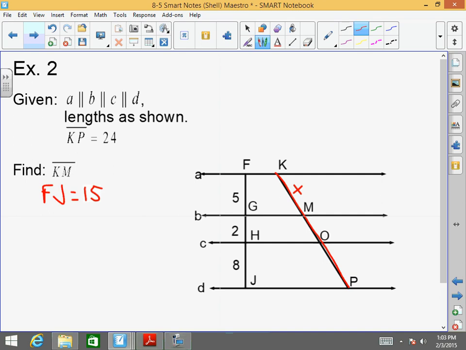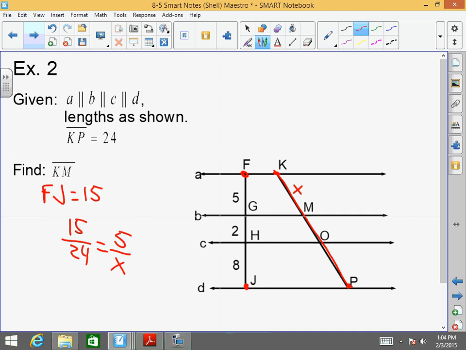Take the large side 24 and divide it by 15. Okay, so I think I see what you're saying. He's going to go FJ, which is 15, to KP, which is 24, and he's going to set that equal to? No, dividing 24 by 15 won't do anything for you. But if you go large to large, now can't you go, that has to be the same as 5 to x?